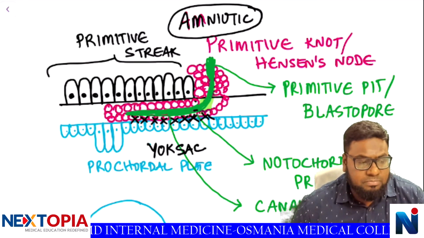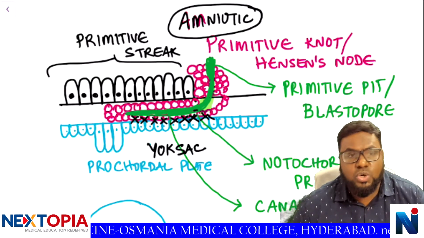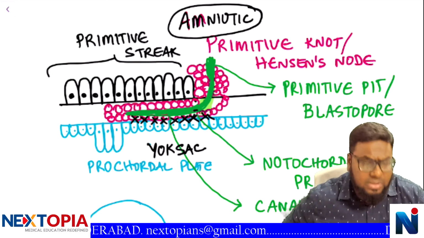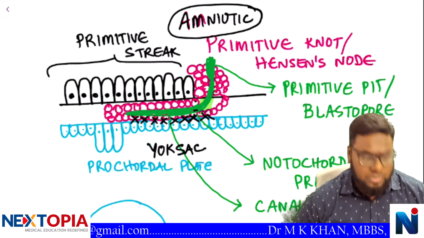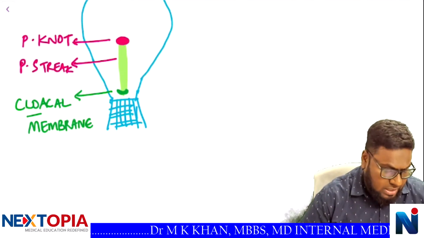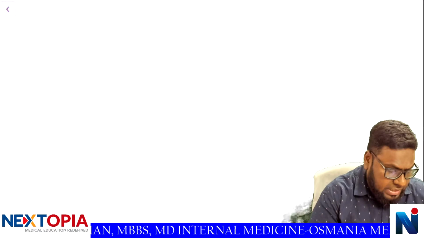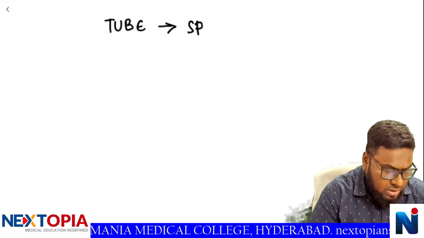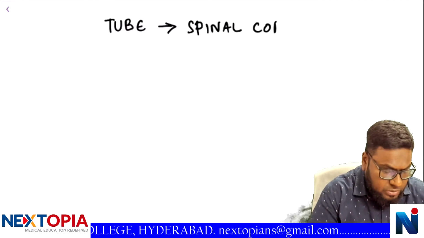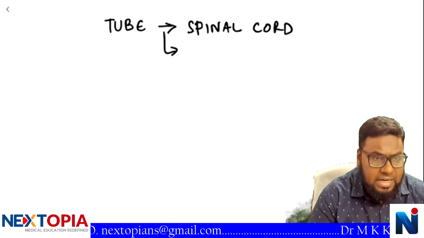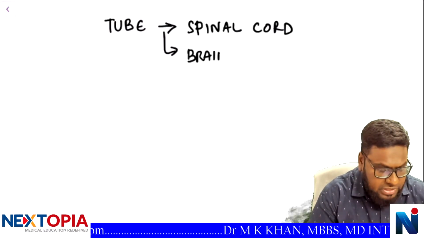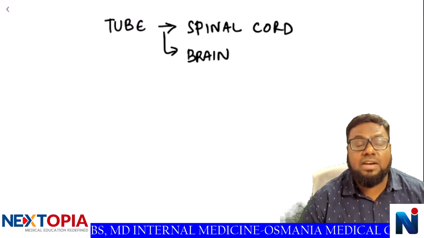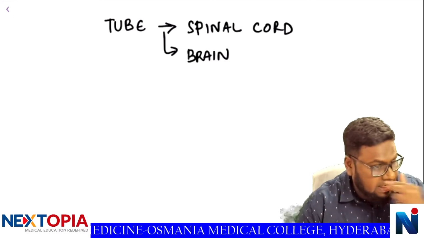Now, how is this? I told you that the notochord becomes plate, the plate becomes tube. How is this happening? Let us try to understand. Initially the notochordal plate is forming the neural tube, and this tube is responsible for formation of what? The spinal cord in the future. And the cranial end will differentiate into the brain. So it is such an important structure, and it is occurring in the second week to third week of the intrauterine life.